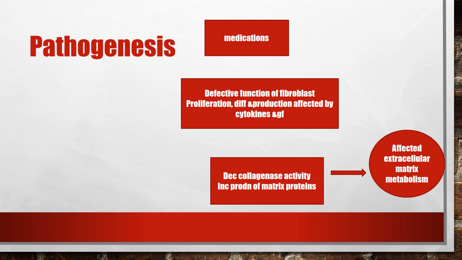The main causative factor is a medication that acts on the fibroblast, which leads to defective function of the fibroblast. The proliferation, differentiation, and production all get affected by cytokines and growth factors. When there is defective function of the fibroblast, an increased number of fibers will be formed, depletion will be less, and there will also be decreased collagenase activity. That increases collagenase proteins and production of matrix proteins, so this finally leads to affected extracellular matrix metabolism.